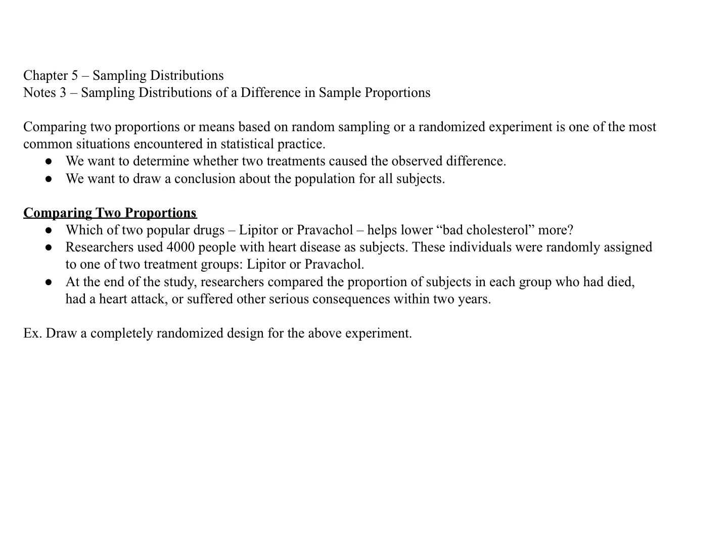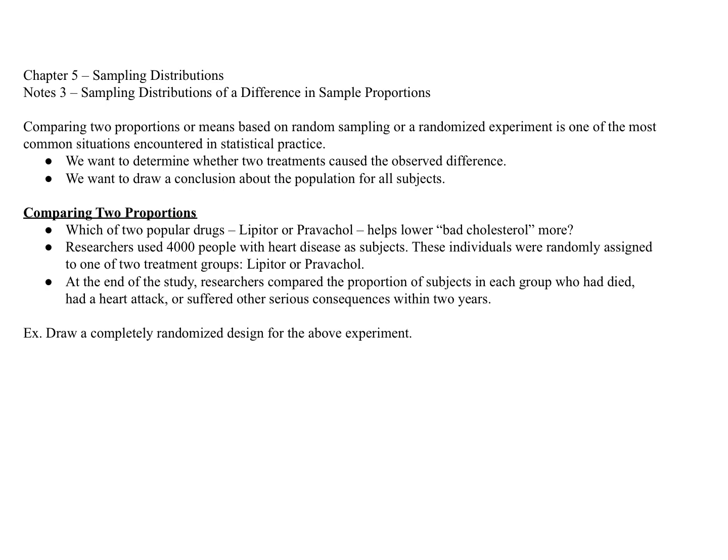In section 3, we're going to look at sampling distributions when you're looking at a difference in sample proportions. A lot of the time, you're not just looking at one sample proportion, you are comparing two proportions or means, which is what we're going to talk about next, based on random sampling or a randomized experiment. So you want to determine whether the two treatments caused the observed difference, or we want to draw a conclusion about the population for all subjects.